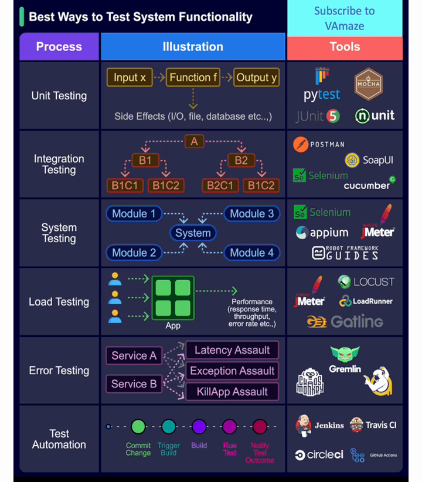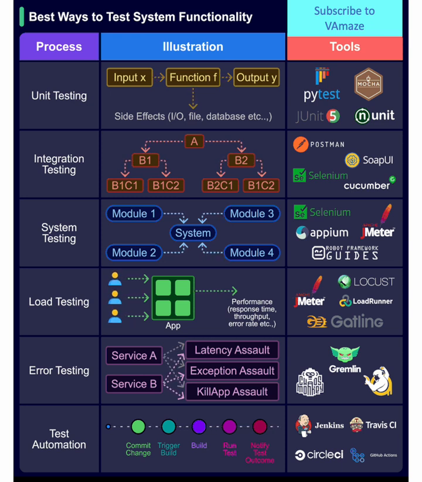Key metrics to monitor. Response time and latency. Throughput, requests per second. Error rate and failure points. Resource utilization, CPU, memory, disk I/O. Scalability characteristics. Key tools. Apache JMeter, Gatling, and LoadRunner provide powerful load testing capabilities, while cloud-based solutions like Locust offer scalable testing environments.